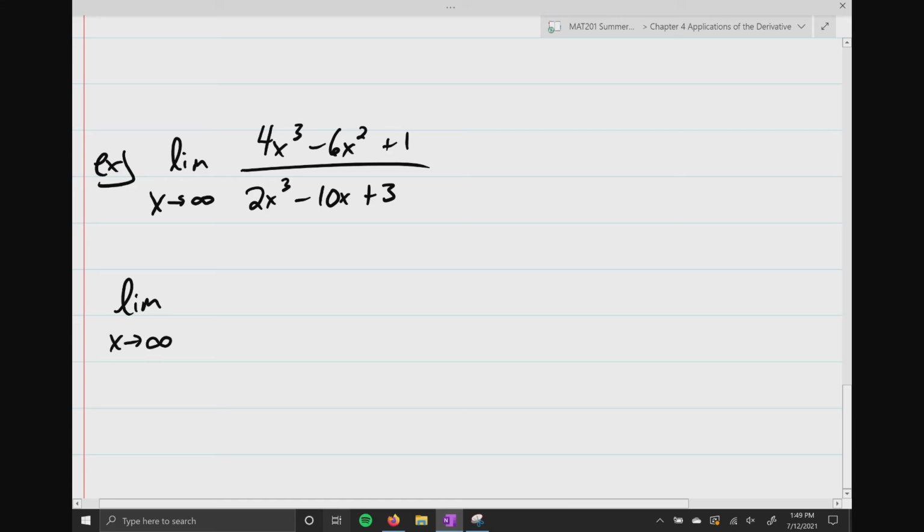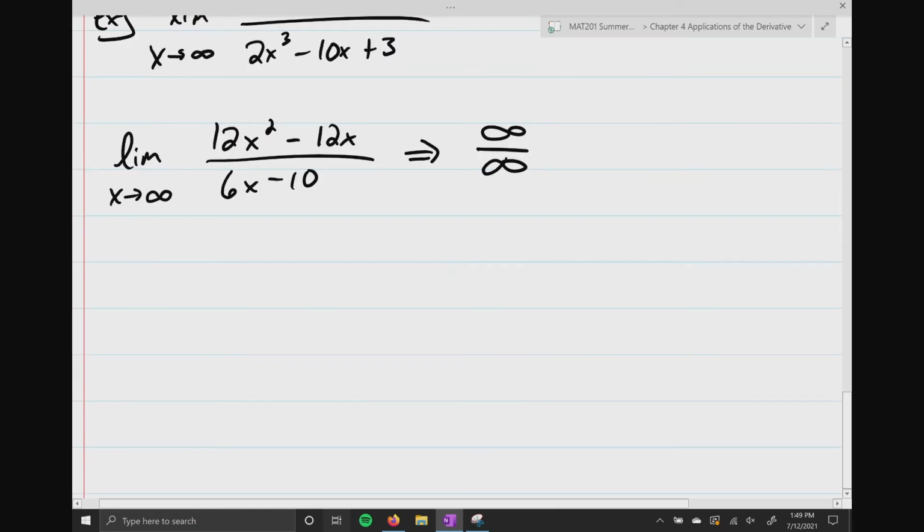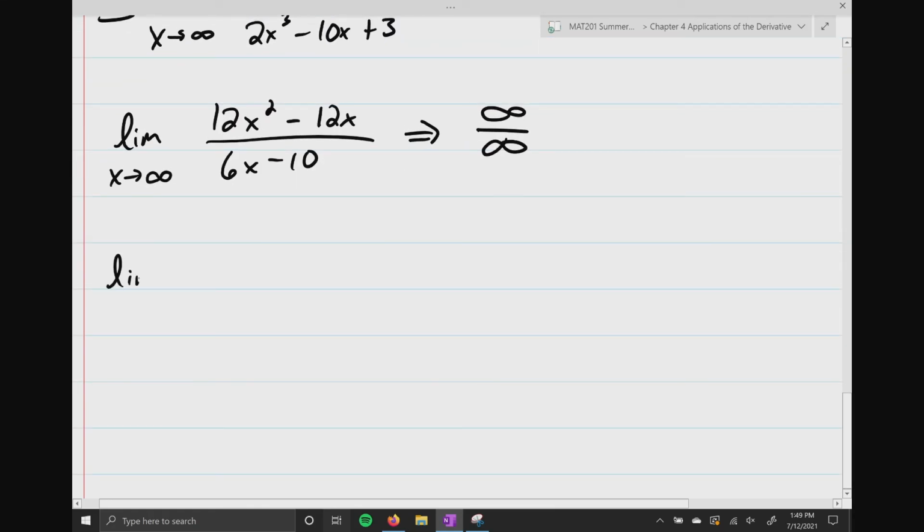Let's do the derivative of the top and bottom. So we get 12x squared minus 12x all over 6x minus 10. Once again, though, if I use direct substitution, I'm going to get infinity over infinity again. So we take the derivative again. As long as we meet that criteria of indeterminate form, we can do this again. So that's going to give me 24x minus 12 all over 6.